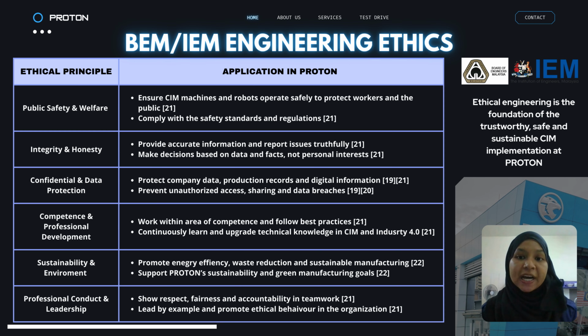Next, for BEM, IEM Engineering Ethics. This slide will explain how the ethical principles of the Board of Engineers Malaysia or BEM and the Institution of Engineers Malaysia or IEM can be applied in Proton CIM environments.